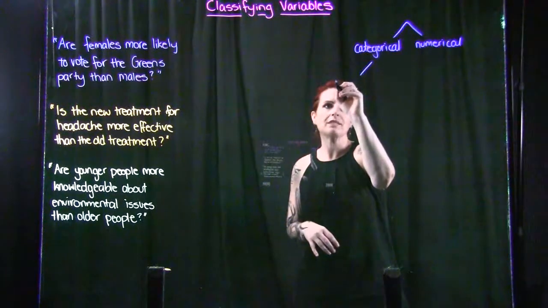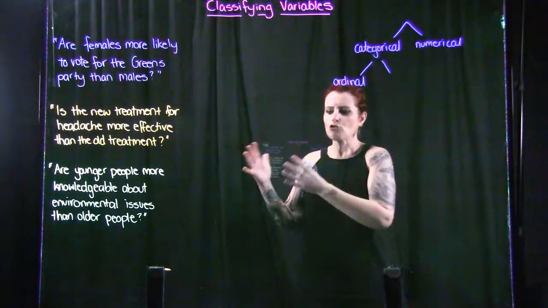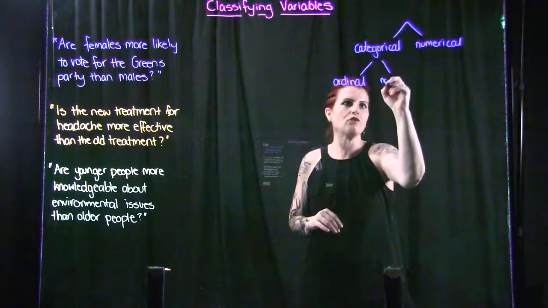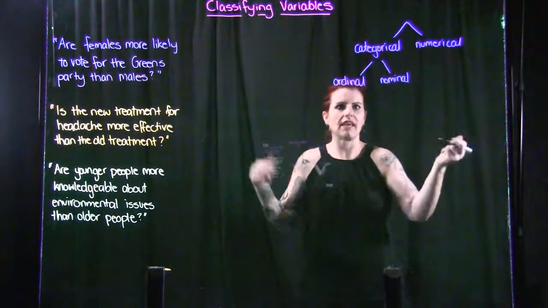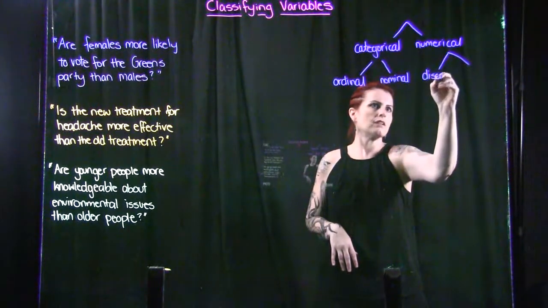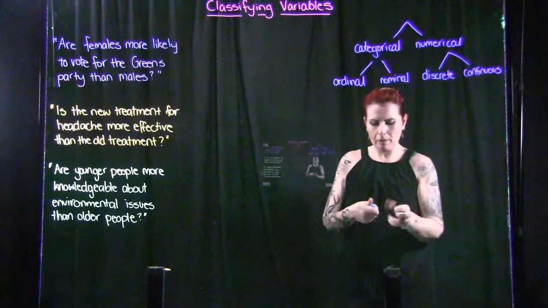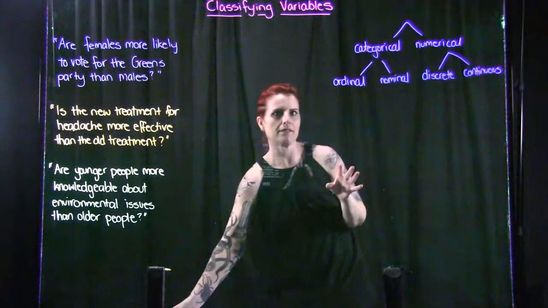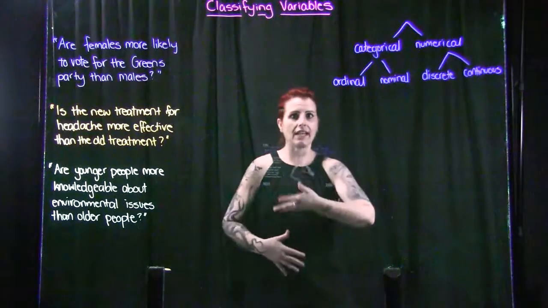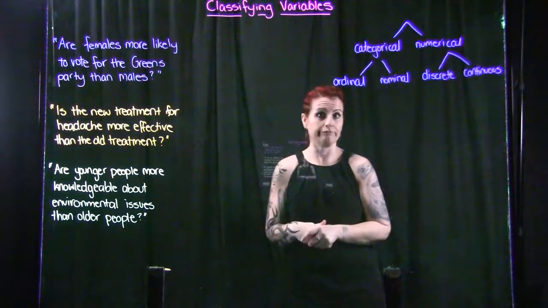Our categorical can further be split into ordinal, and that means it has an order. You know, first, second, third, strongly agree, neutral, disagree, and then we have nominal, so no order, just categories. Numerical can be split into two, so we have discrete and continuous data. Now these two, if we remember, discrete are set numbers. So that means, for example, shoe size. So you can only get like a size 8, a size 8.5, size 9, 9.5. You can't get a size 9.75 shoe.